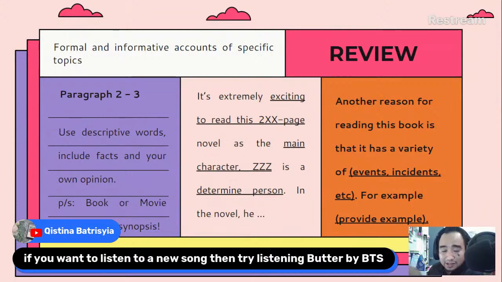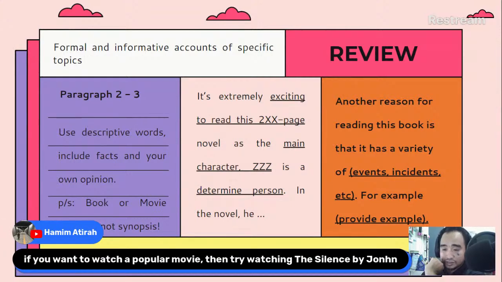The other reason is the music arrangements. I talk about the music arrangement. It is very catchy and will make people listen to it over and over again. Okay, for example. So, or we want to put here, it is extremely exciting to watch this 2 hour and 30 minutes movie as the main character. Letak nama character. For example, Hadi is a what kind of person? In the movie, he did what?